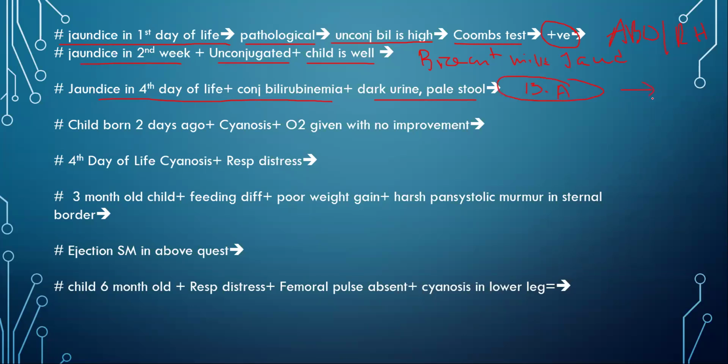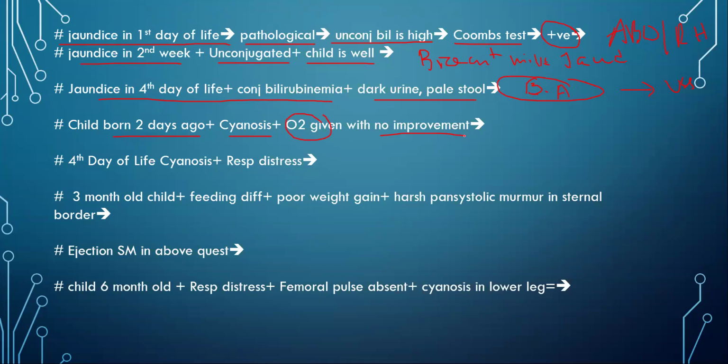So for biliary atresia, what will be your next investigation? Ultrasound of the abdomen. Good. A child born 2 days ago, now cyanotic, you have given oxygen, but no improvement. What's the likely diagnosis?